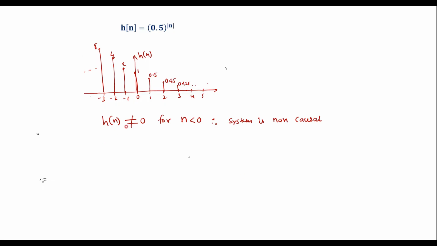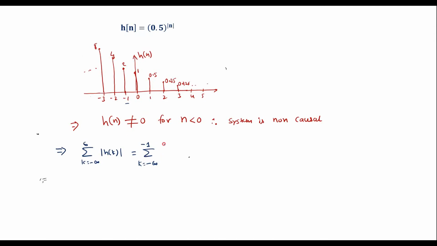Now we'll verify whether the system is stable or not. The stability is verified using the formula summation k is equal to minus infinity to infinity h of k. Its value should be less than infinity. If it is less than infinity, the system is said to be stable. So here we can represent it as, here it varies from minus infinity to minus 1, that is k is equal to minus infinity to minus 1.